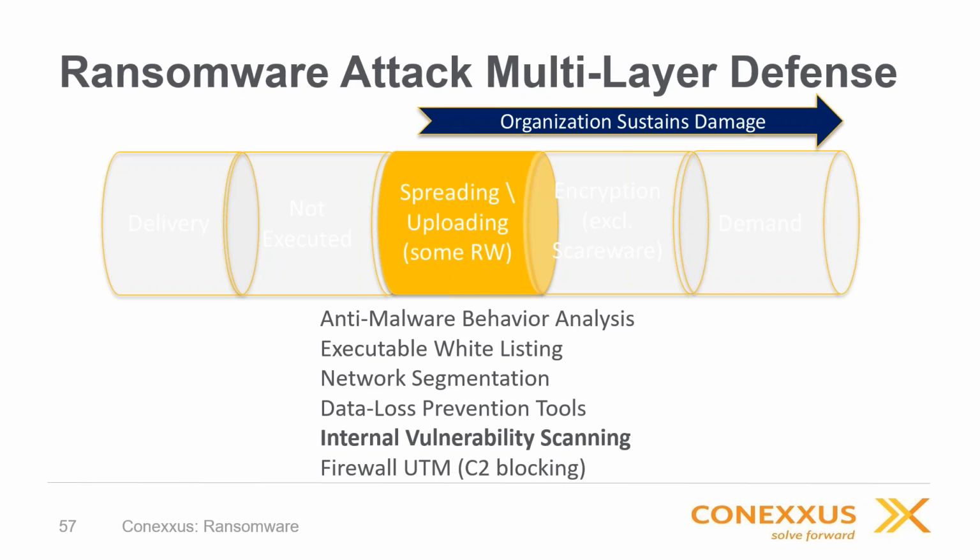Network segmentation, where you've divided your network up so that ransomware can't spread between segments of computers. Data loss prevention tools that look to see if data is exiting the organization. So when the ransomware attacker is stealing data from the organization, it will see evidence of the data that it is stealing and stop it because of the nature of the data itself. Internal vulnerability scanning, which we'll touch on in just a second, and firewall, unified threat management, and command and control blocking, C2 blocking, that prevents the ransomware from talking to its command and control server.